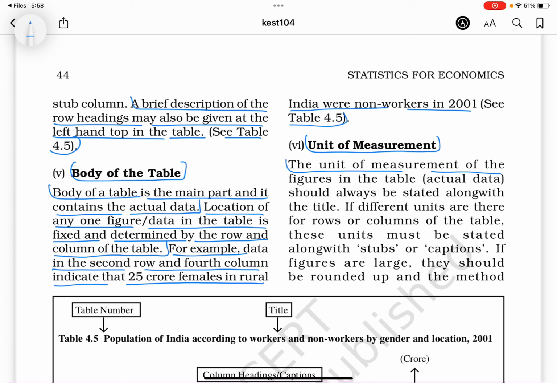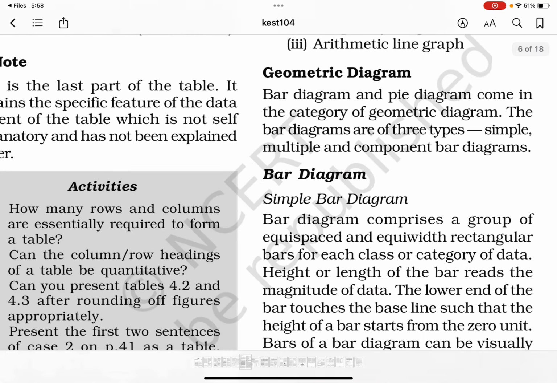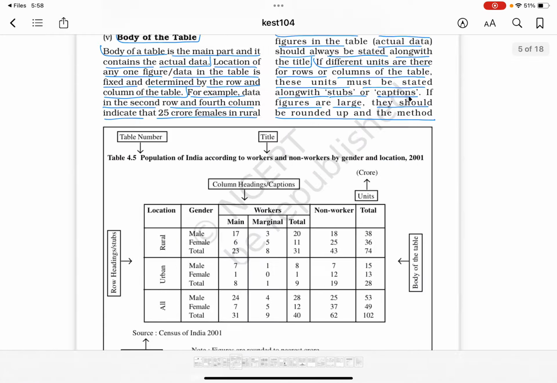Unit of measurement. The unit of measurement of the figures in the table, the actual data, should always be stated along with the title. If different units are there for rows or columns of the table, these units must be stated along with stubs or captions. If figures are large, they should be rounded up and the method of rounding should be indicated. See table 4.5.